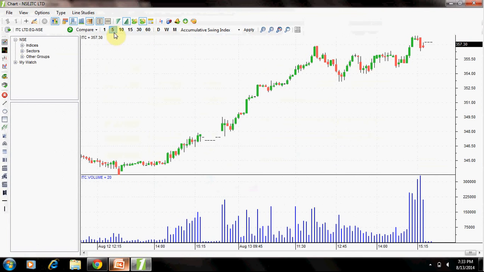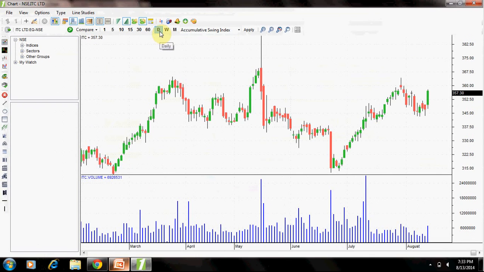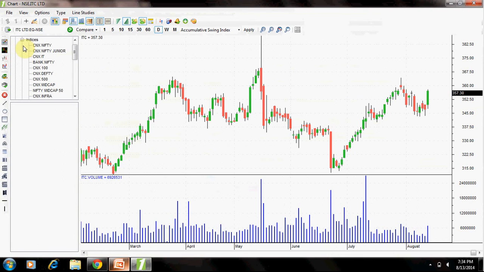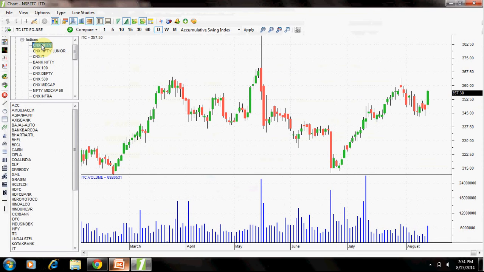By default it would be 5, which is a 5 minutes chart, but now we are going to work with daily. So just press D. You have line charts, candlestick charts and bar charts, all these icons on the left hand side. Some of you may be interested in line charts or candlesticks, it is up to you. Now here are the indices. Press CNX Nifty, which is the top 50 companies. If you don't find any patterns in the top 50 companies, at most you can go up to the top 100 companies, but I recommend you go with Nifty.